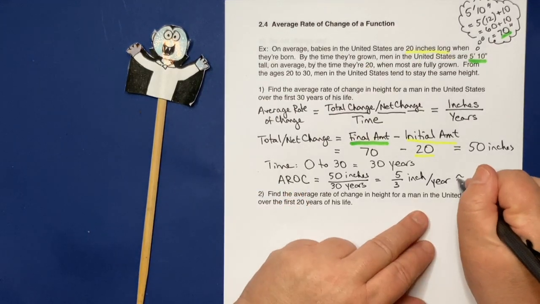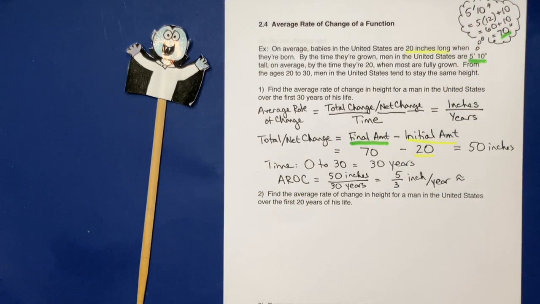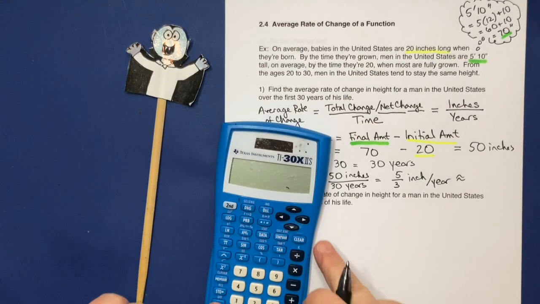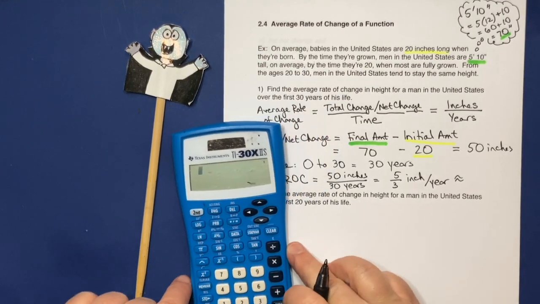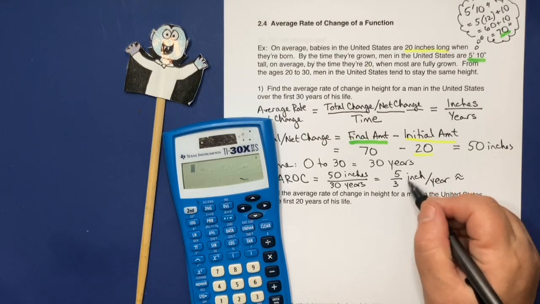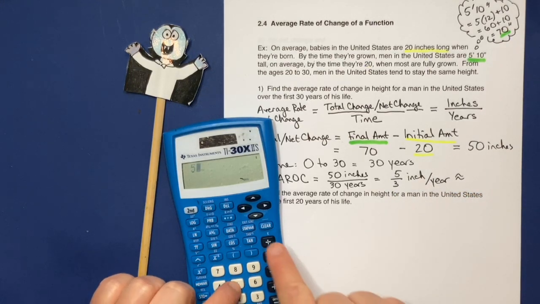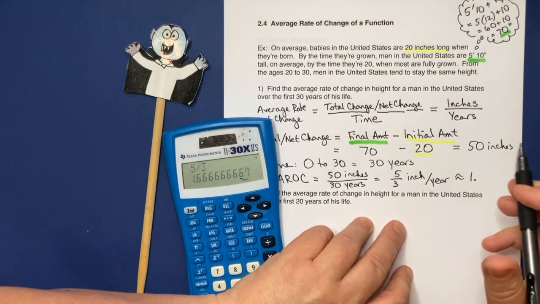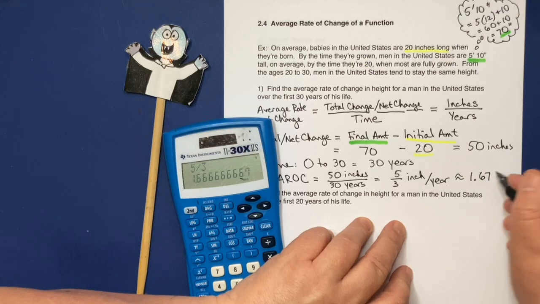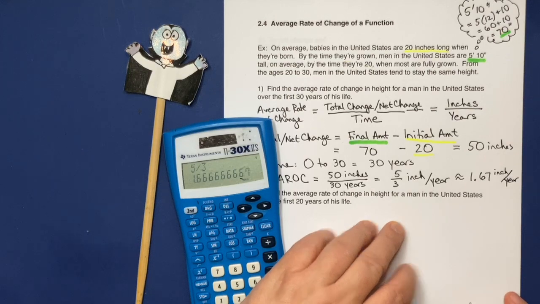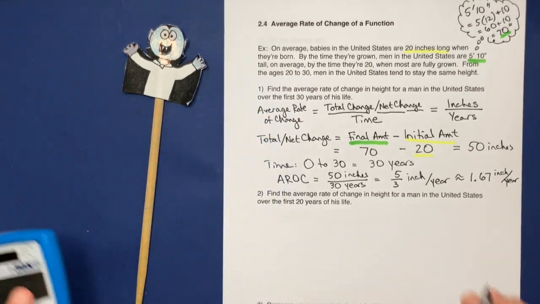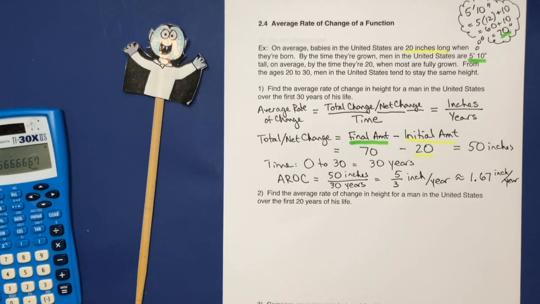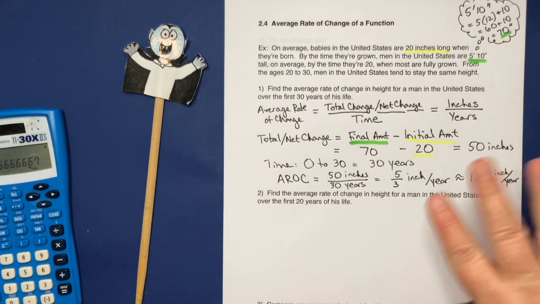Or, and here I can grab my calculator, because this is a word problem, and a lot of times word problems we want to have written in decimals instead of fractions. So 5 divided by 3, it would be about 1.67 inches per year. Woohoo. Okay, so that is the average rate of change. So that means over the first 30 years, you could expect about 1.5 inches.